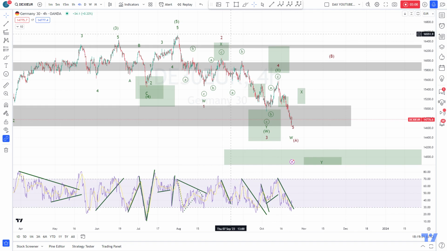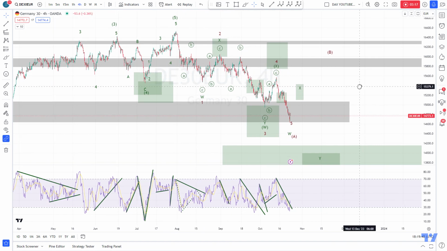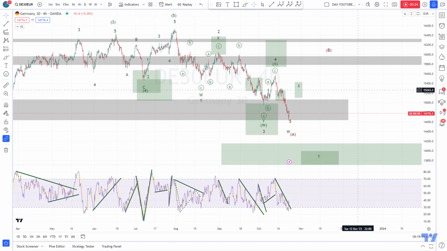The only thing I do not really like about this scenario is here, this first wave. For me, this is 3 waves, 1, 2, 3, and not 5. And so a wave 1 should be an impulse, should have 5 waves. And I do not really see the 5 waves in here. Therefore, I prefer the WXY scenario as indicated in green.